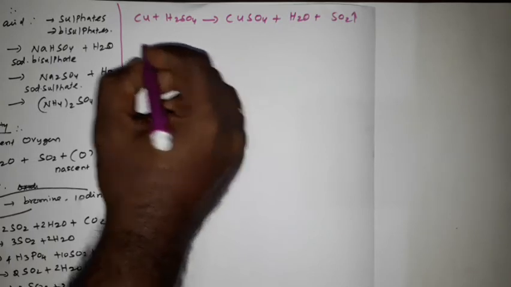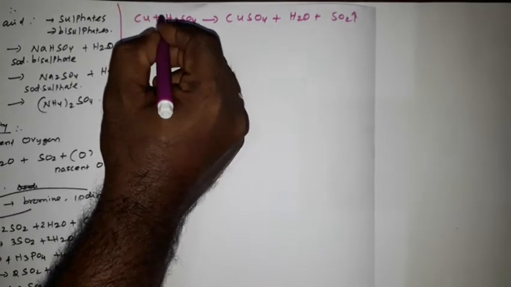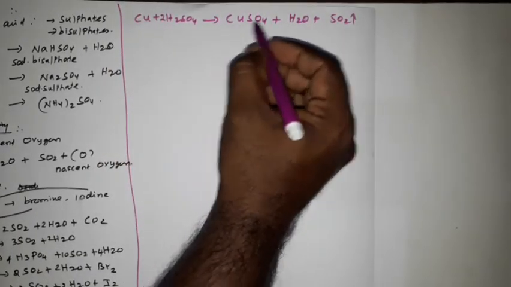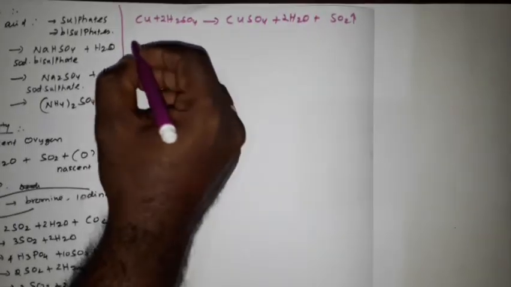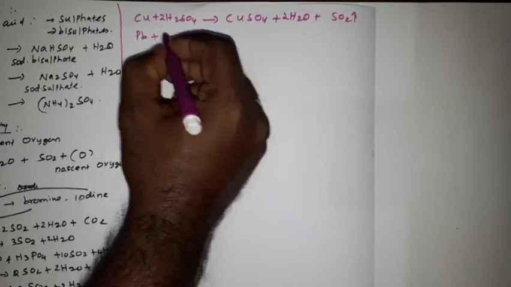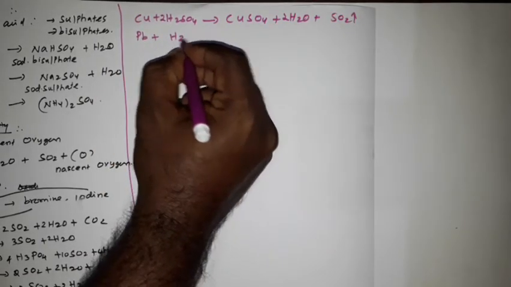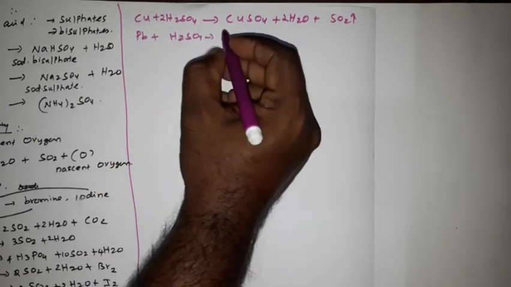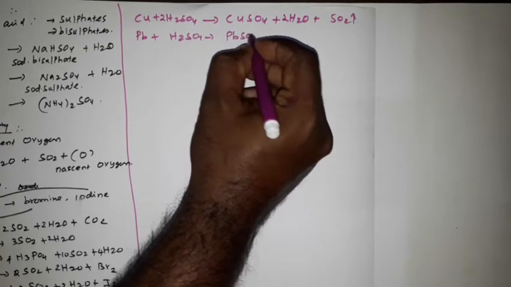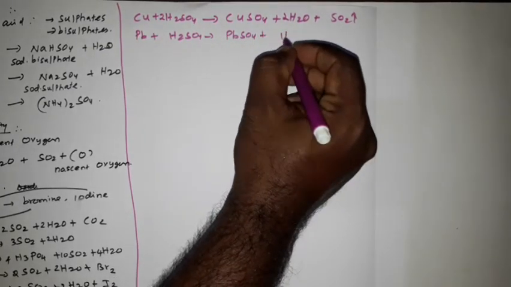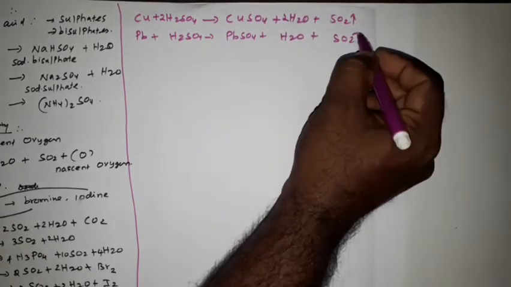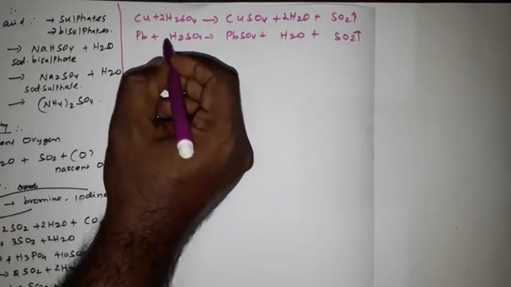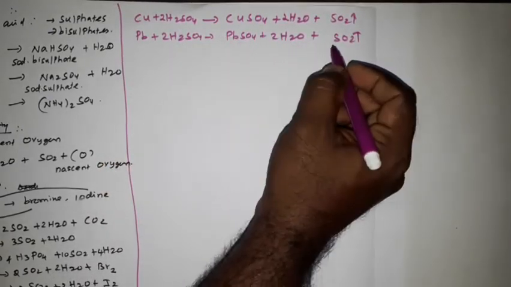Next one, before that you have to balance: 2 here, 2 here. Okay, now the equation is balanced. Next, when lead reacts with sulfuric acid, H2SO4, it will produce lead sulfate, plus water plus SO2. SO2 is the gas. Okay. Now balance the equation: 2, 2, that's all.